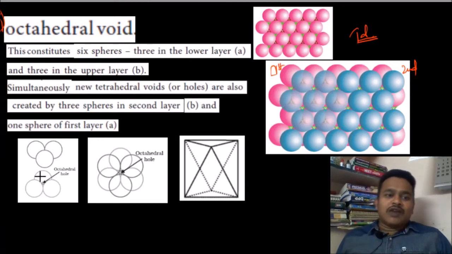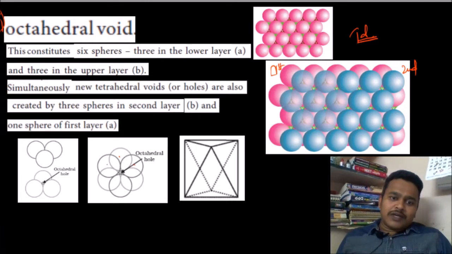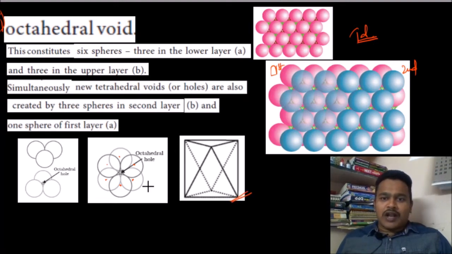Octahedral voids are formed by three spheres from the first layer and three spheres from the second layer. They are connecting in this manner, and one void is formed at the center; that is the octahedral void. How can you say that it is an octahedral void? If you connect the centers of all the spheres, you will get a shape like this, so it is an octahedral void.